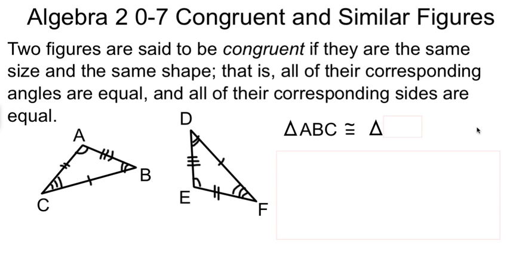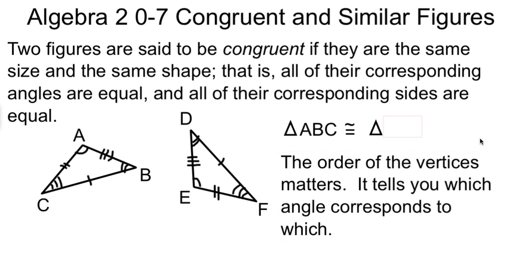This is Algebra 2, Chapter 0, Section 7, in which we will study congruent and similar figures. Congruent figures are identical to each other. They're the same shape, same size. In mathematical terms, we would say that all of their corresponding angles are equal and all of their corresponding sides are equal.